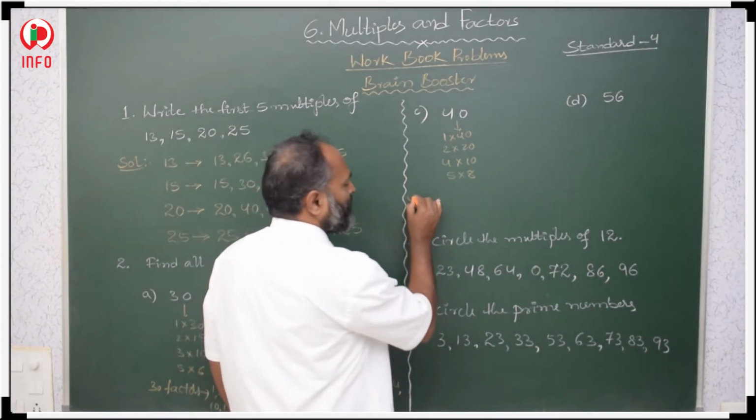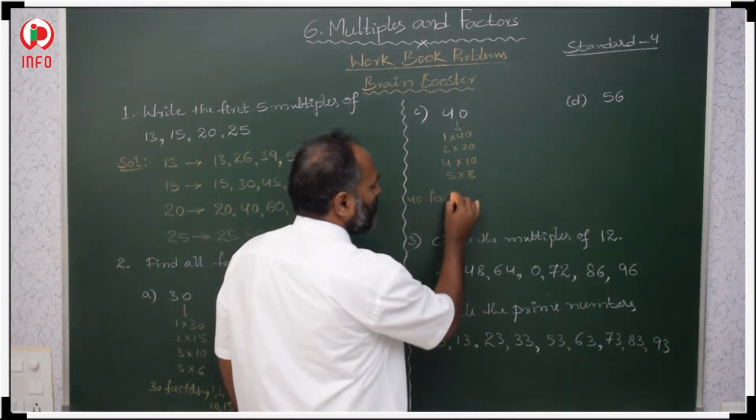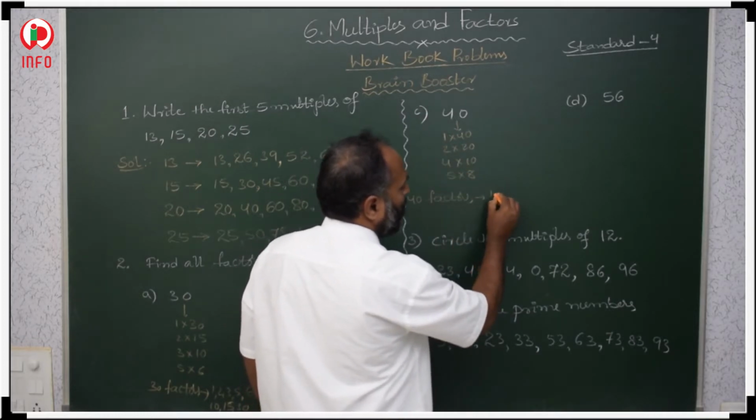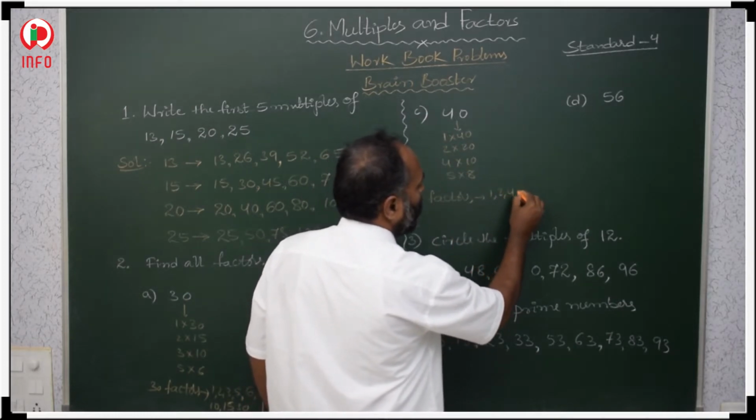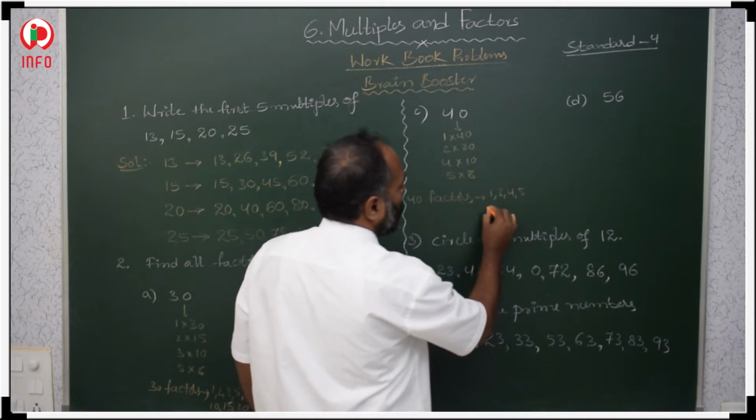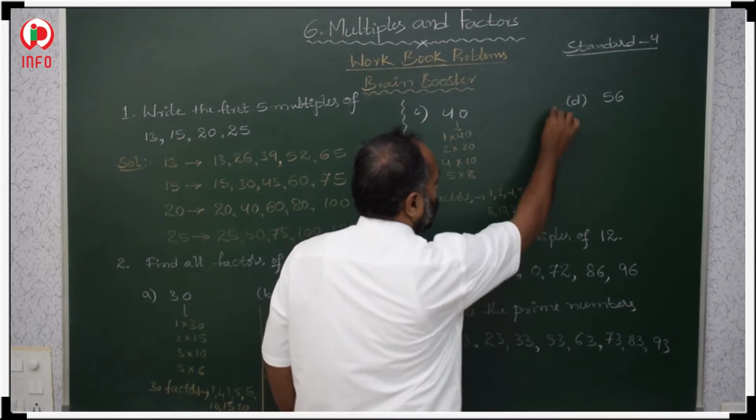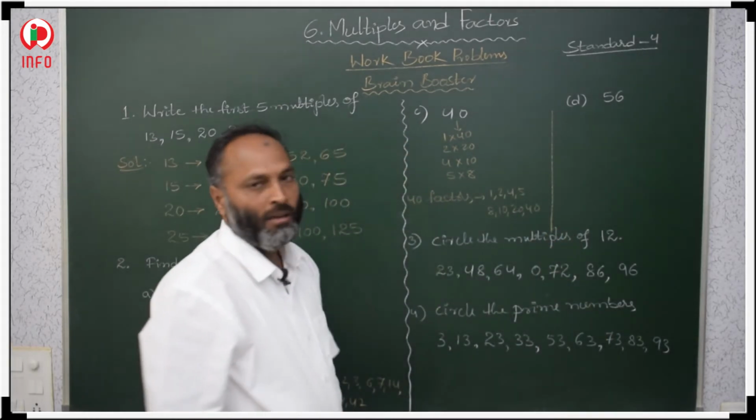Then 40 factors: 1, 2, 4, 5, 8, 10, 20, 40. These are the factors of 40.